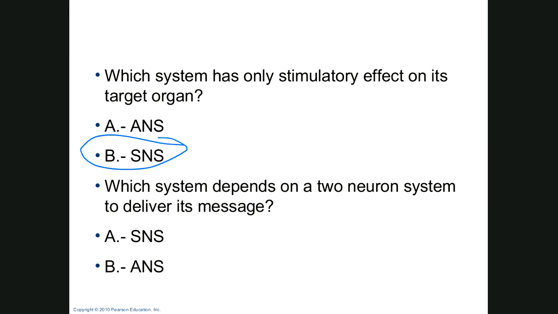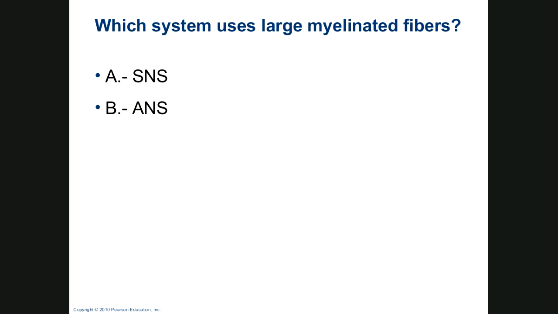Which subsystem depends on a two-neuron system? The ANS. Which system uses large myelinated fibers? Oh, sorry, the SNS, type A fibers.